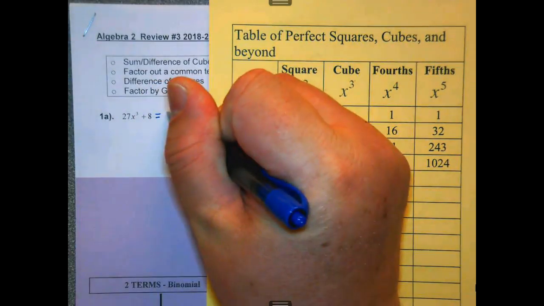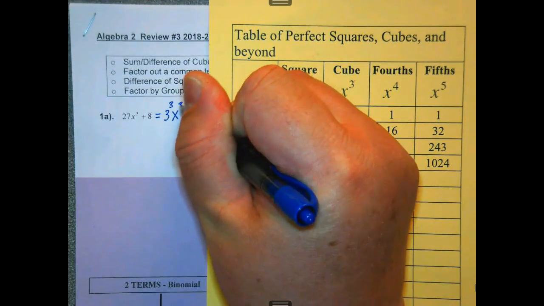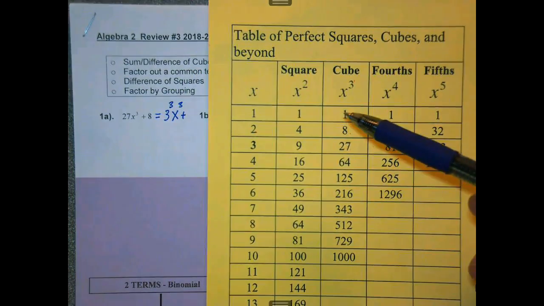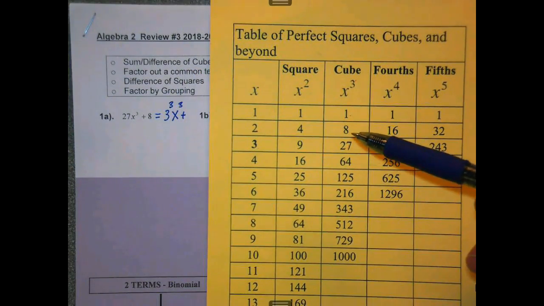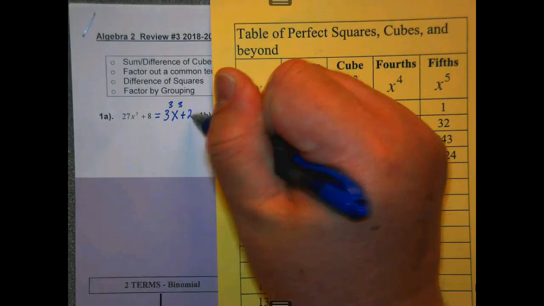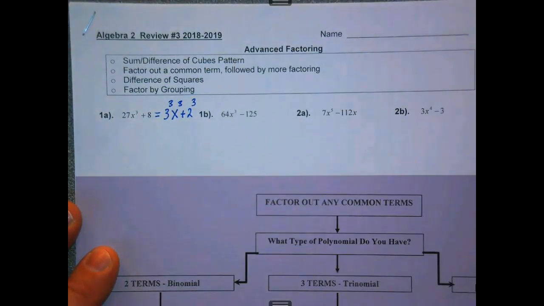Okay, I'm going to rewrite this as 3 cubed x cubed plus, and I'm going to look up 8 here, see if 8 is a perfect cube. Sure enough, it is. It's 2 cubed. Now I can pick off my little a and b.